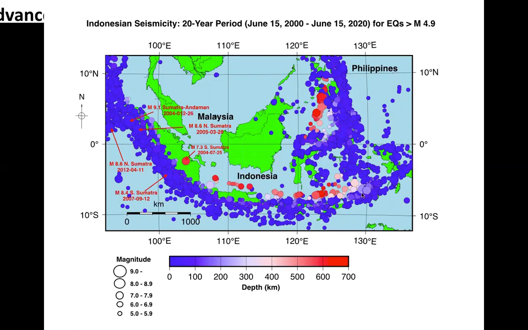So what we can also see is that the frequency of larger magnitude events has also increased, with several in the past 20 years exceeding magnitude 8, with the largest being the magnitude 9.1 Great Sumatran earthquake in December of 2004. So not only is the region incredibly seismically active, but the potential for large magnitude earthquakes is not uncommon.